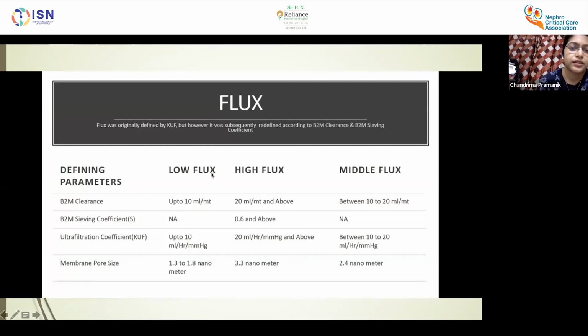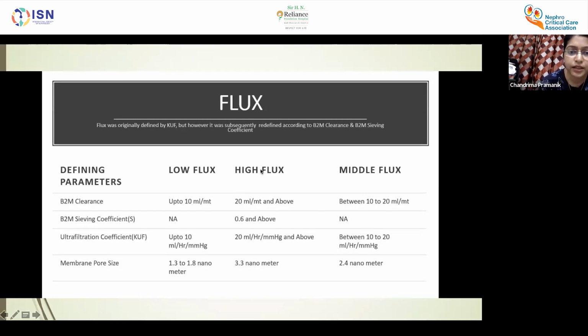But nowadays, flux is not only confined to the ultrafiltration coefficient according to fluid. The definition has been broadened according to beta-2 microglobulin clearance and beta-2 microglobulin sieving coefficient, as it is a large molecule. So if we consider the low flux dialyzers, here the beta-2 microglobulin clearance is up to 10 milliliter per minute. Whereas high flux dialyzers have a beta-2 microglobulin clearance of more than 20 milliliter per minute.